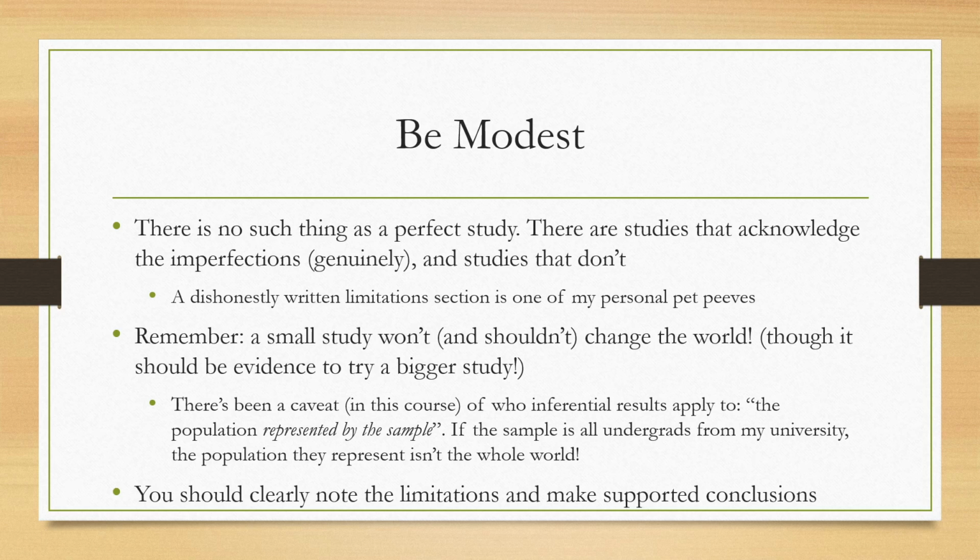As part of this, clearly note the limitations and make supported conclusions. So your conclusions should be supported within the limitations. If there's this big thing, hey, we did this procedure and it worked, but everybody who had an ISS score greater than 15, this didn't work with, and everybody who had an ISS score less than 15, this did work with. Like that might be a limitation. And your conclusions shouldn't be this works. Your conclusions should be written within the context limitation.